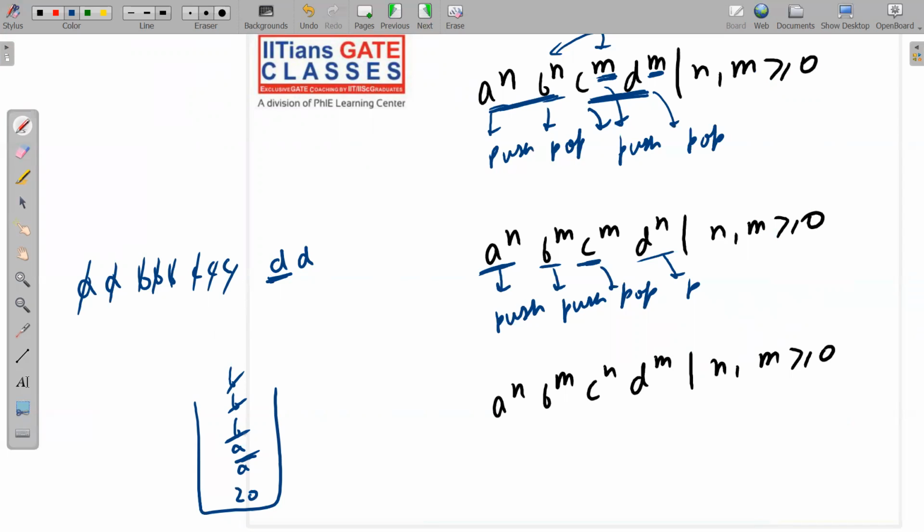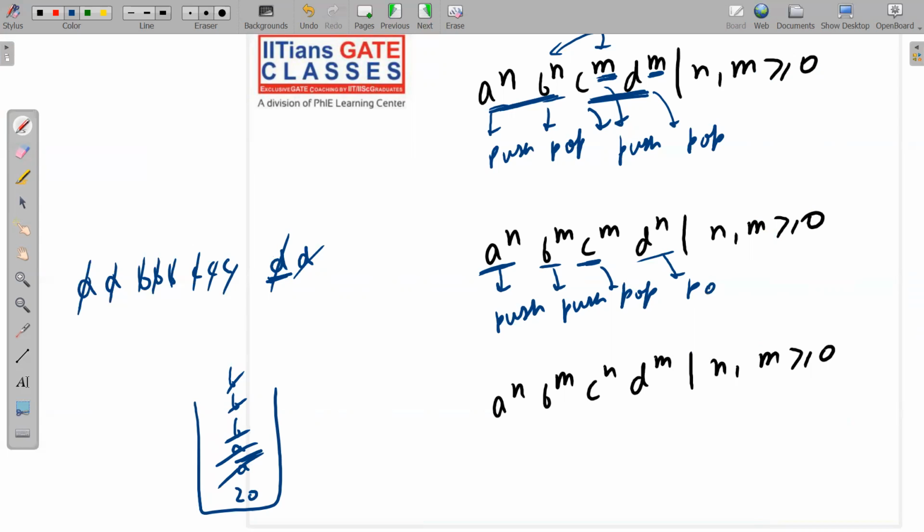There is no provision of reading B from the stack. If you are reading B from the stack, that means B and C are not equal, so the PDA will halt in that configuration. We have not given this move. Whenever D comes, you should guarantee that only A is read. So we will do cutting, D and A. That's it.